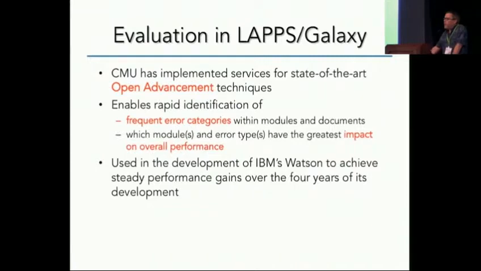As I mentioned, Carnegie Mellon University is working on the open advancement for question answering systems, and this was actually used by IBM when they were developing their Watson system. They would work in a 2-week cycle where they would develop code for 2 weeks, freeze the code, evaluate it, and identify the components that were introducing the most errors. So they would know what parts of the system to work on. They would identify the parts, work again for another 2 weeks, freeze the code, and evaluate again, and continue on.